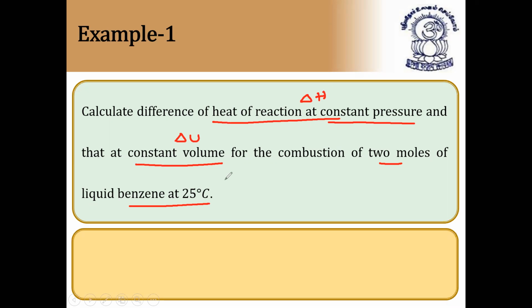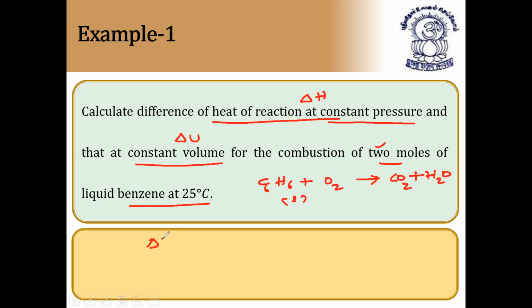So first, any organic compound on combustion gives what? Carbon dioxide and water. Benzene is an organic compound, so C6H6 liquid on reaction with oxygen gas, that is combustion, forms carbon dioxide and water. And they have given 2 moles. 2 moles means how many moles of liquid benzene? 2 moles. So this is called the combustion equation.